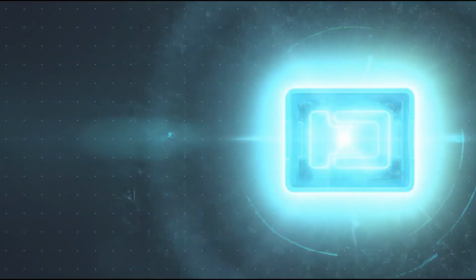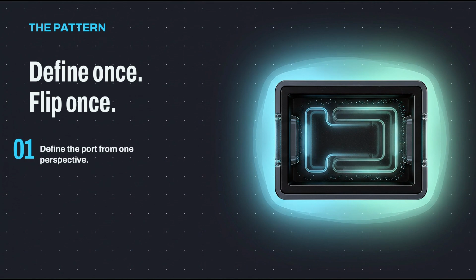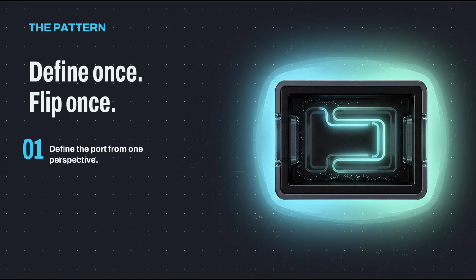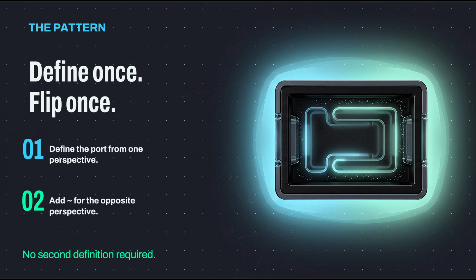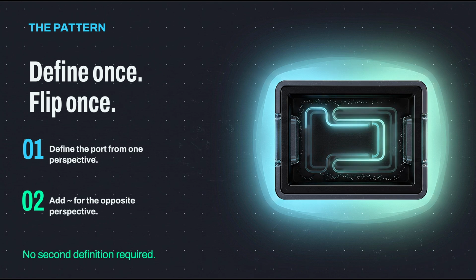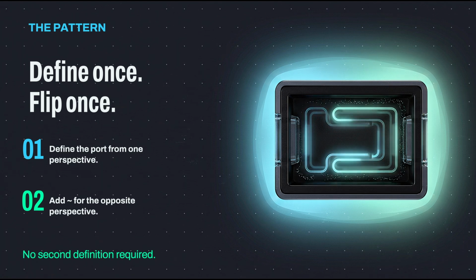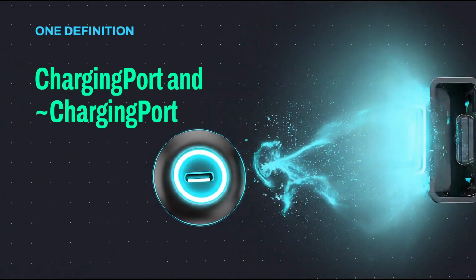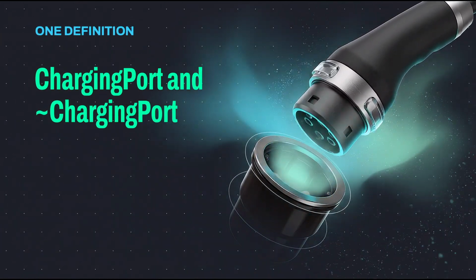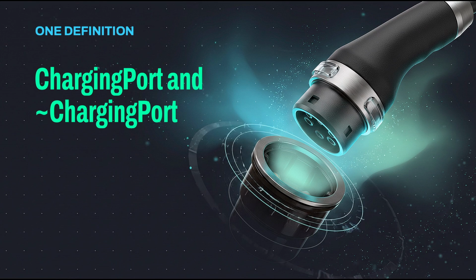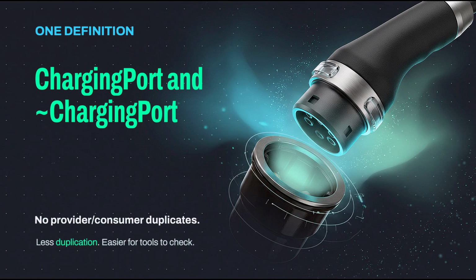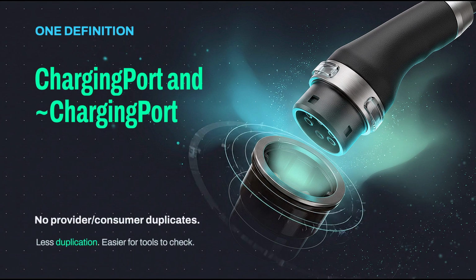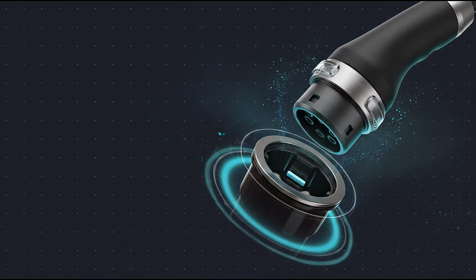The basic pattern is simple. First, define the port from one chosen perspective. Then, when another part uses the same port from the opposite perspective, add tilde. That means we do not need separate definitions like charging provider port and charging consumer port. We can define one charging port, use it directly on the charger, and use the conjugated version on the vehicle. This reduces duplication, and it also makes the model easier for tools to check.